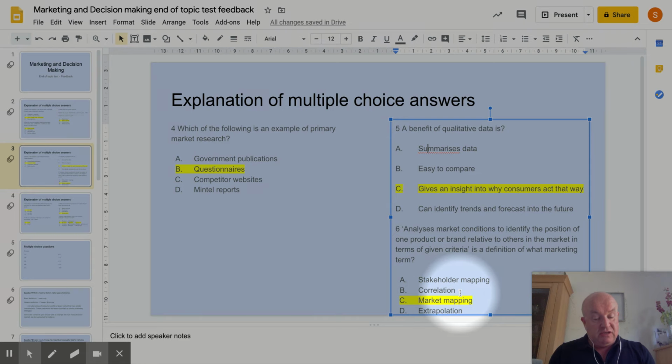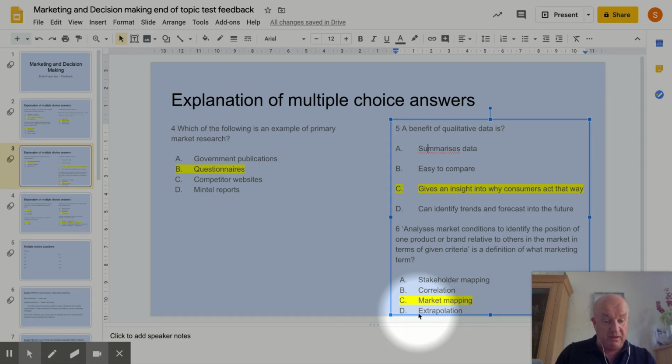Correlation is actually looking at data and seeing if anything relates to it, or you can actually link one piece of data to another. So that wouldn't be the definition that we're looking for there. And extrapolation is taking figures and then assessing where you think the market might go in the future. So again, that's not the definition that we're looking for.